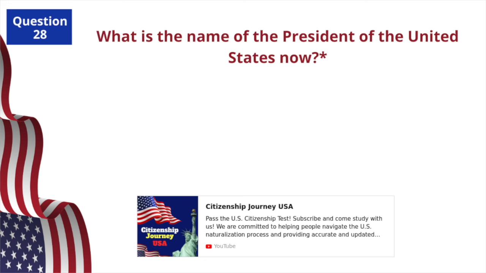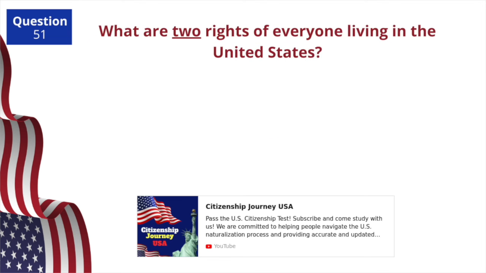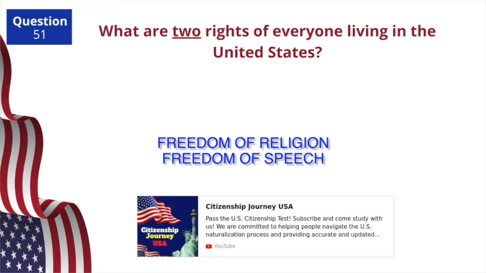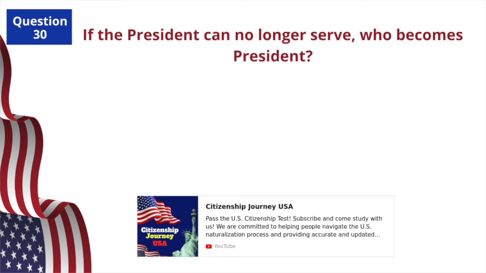What is the name of the President of the United States now? Joe Biden. What are two rights of everyone living in the United States? Freedom of religion, freedom of speech. If the president can no longer serve, who becomes president? The vice president.